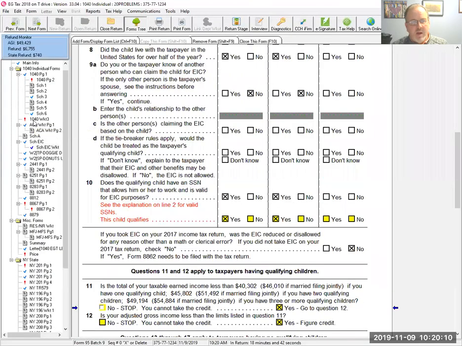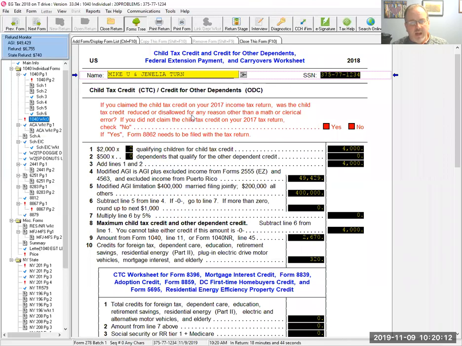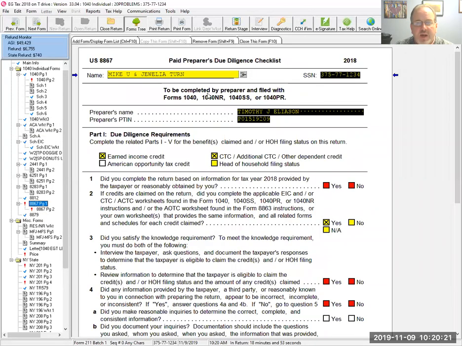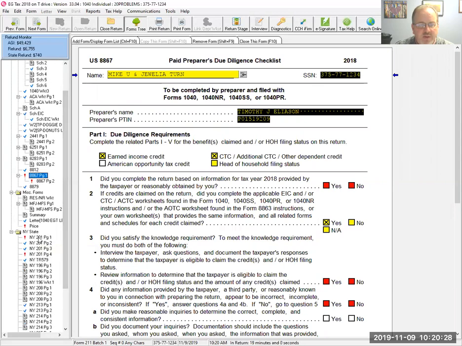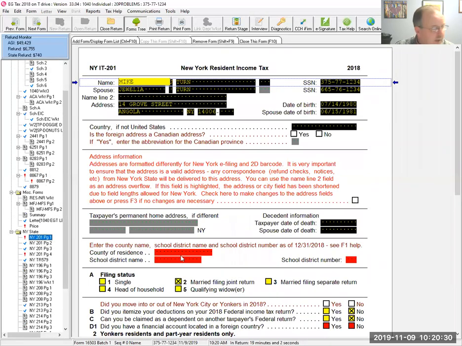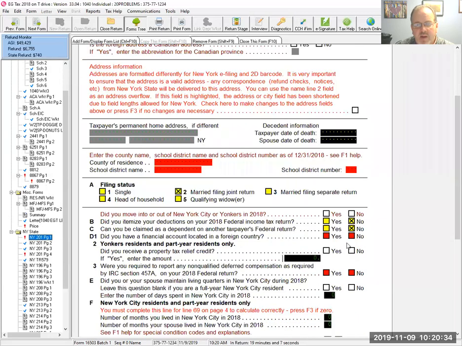Okay, we have again a question asking about EIC, or excuse me, child tax credit. It was not disallowed. Okay. And then we have our preparer's due diligence, read those questions and answer those on the 8867. We'd have to clean up a little bit here on the state, the school district or resident school district, the school district number. Did they have foreign accounts? No. And in this case, there was no deferred comp on the return.